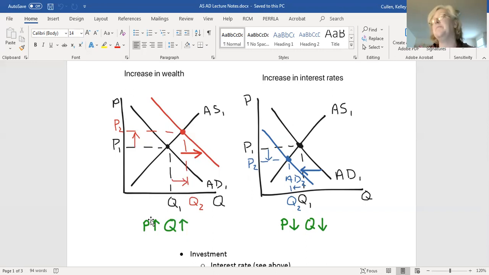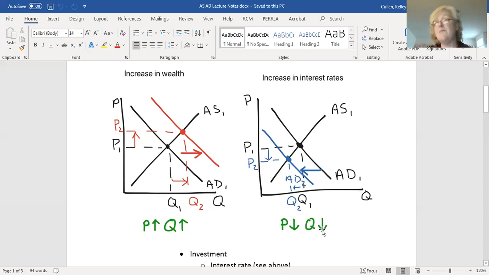Okay, over here, what I just talked about with the interest rates, on the other hand, if interest rates go up, that's going to be a leftward shift. Notice this blue arrow, a leftward shift of the aggregate demand curve, and that's going to cause prices to fall and quantity to fall as well. Again, noting your report your results down here.